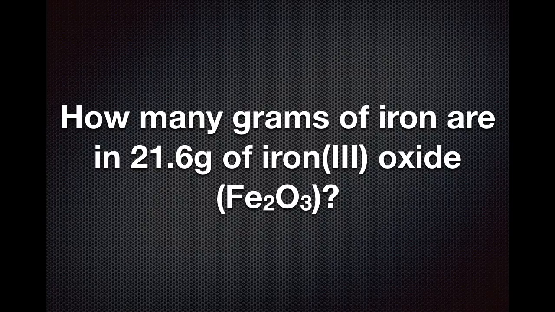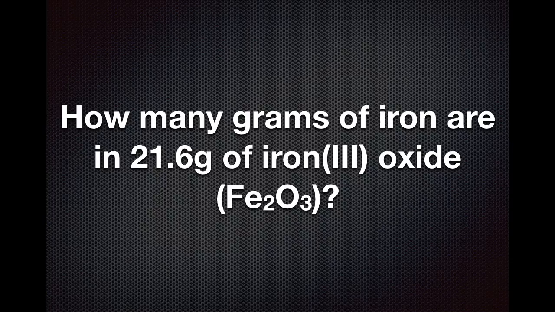Now that you know that about 70% of the iron(III) oxide compound is iron, you start with the mass that they've given you. So you know that you're starting with 21.6. So the question will be, what is 70% of 21.6? Because 70% is iron, and that's what they are concerned about.